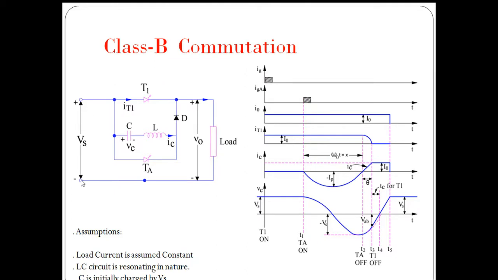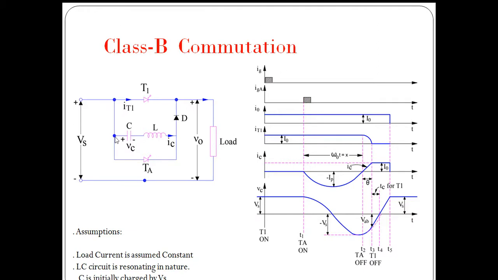Here this is our supply. It is a DC supply, and here we are having the main thyristor. This will be connected to a load. Across this main thyristor, the commutating components L and C will be placed, and also an auxiliary thyristor will be placed.